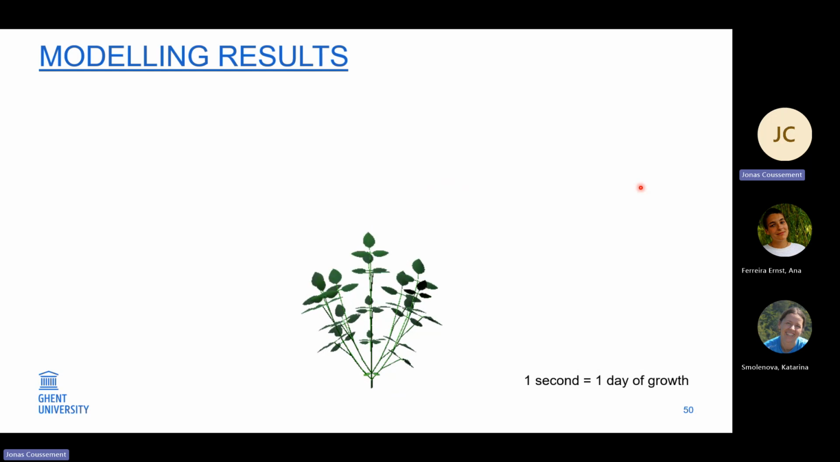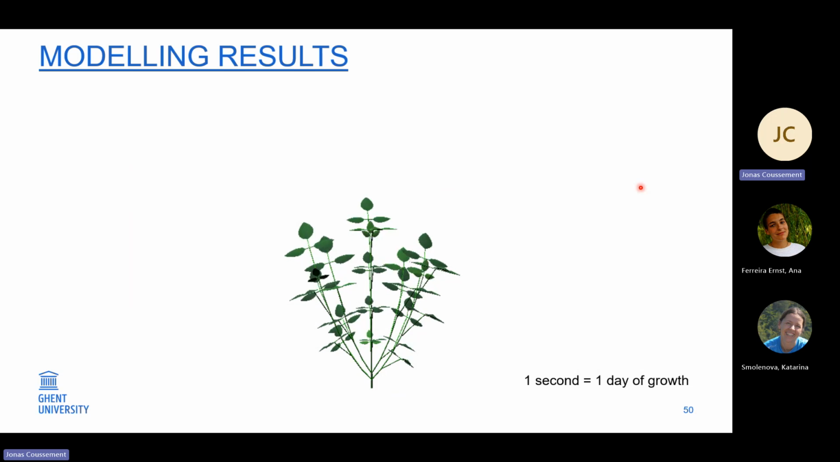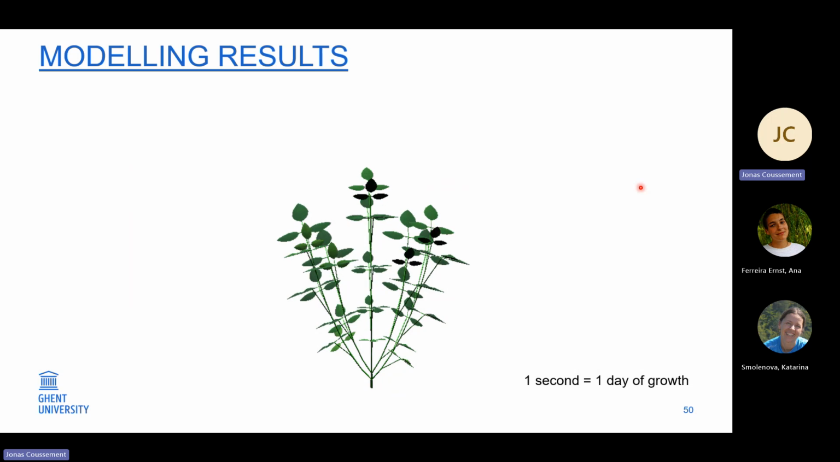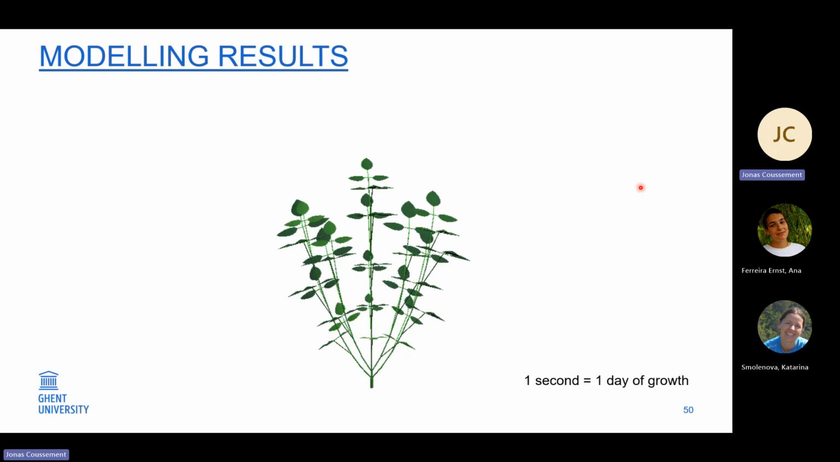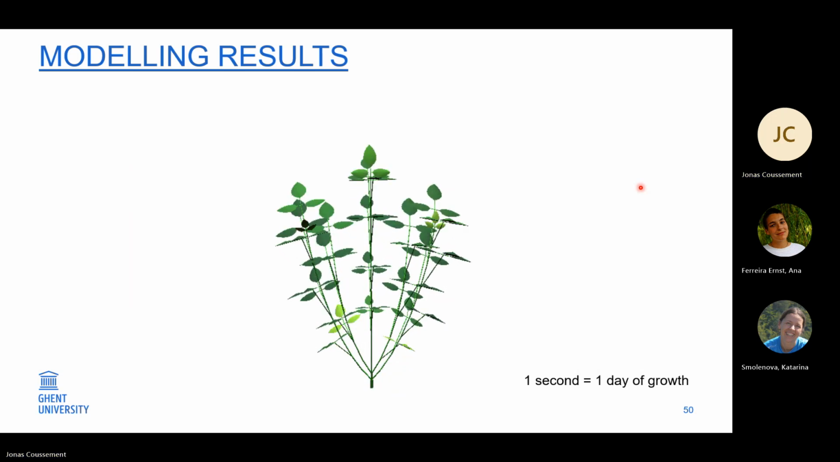How many time steps do you have in a day? 24. It's hourly. I solve it hourly. You need to segment your day because the entire mechanism is diurnal. So you really need your hourly time steps.